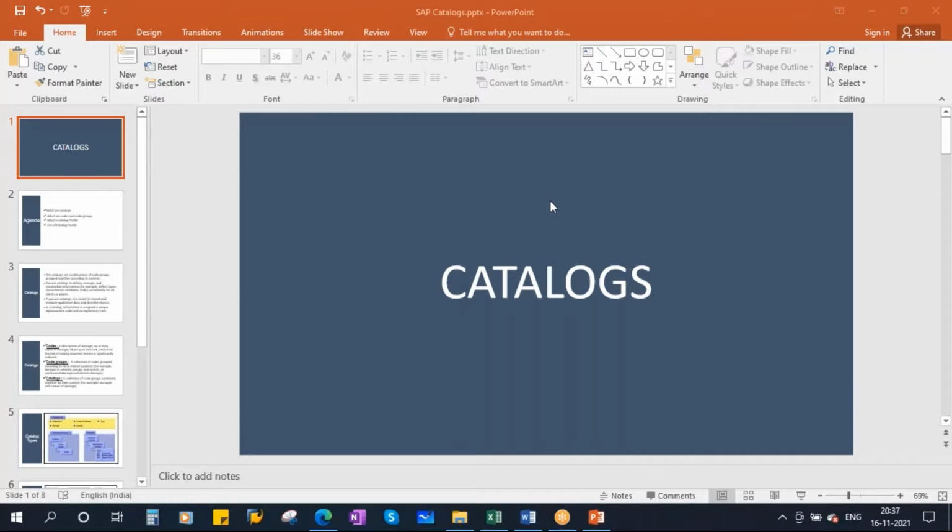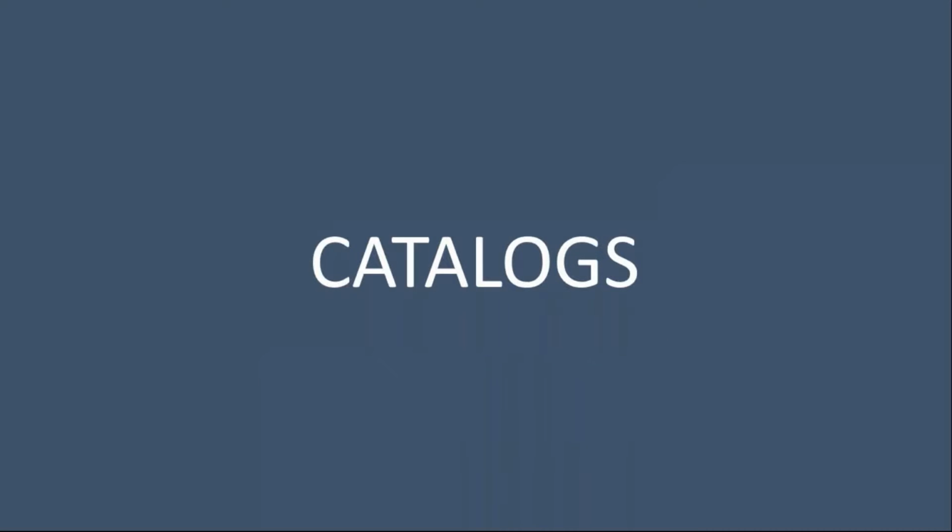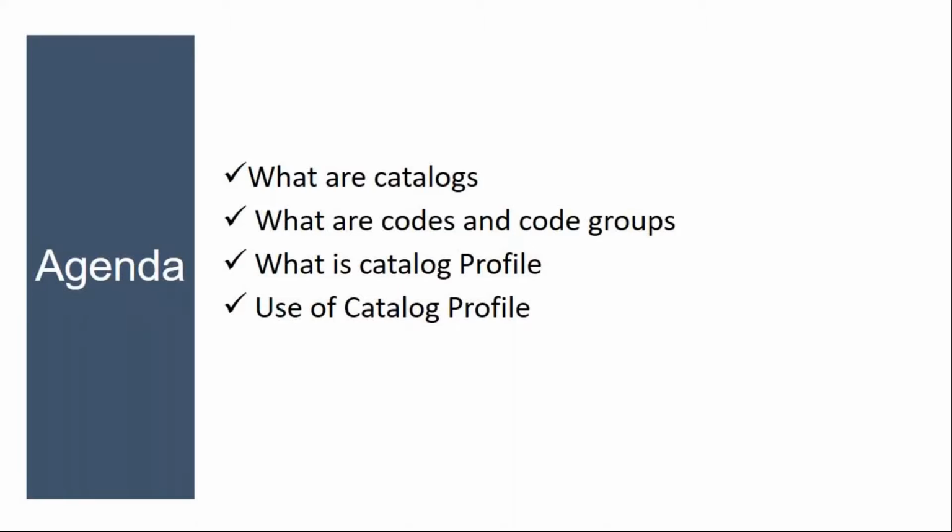Okay. So we'll be starting our next topic, that is catalogs. The topics that we are going to cover in catalogs are: what are catalogs, what are codes and code groups, what is a catalog profile, and the use of a catalog profile. So these are the topics we will be covering in the catalogs.